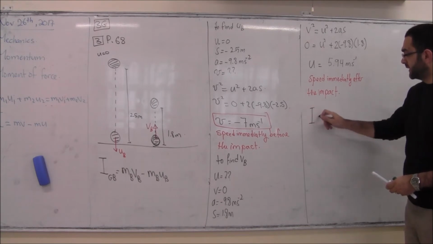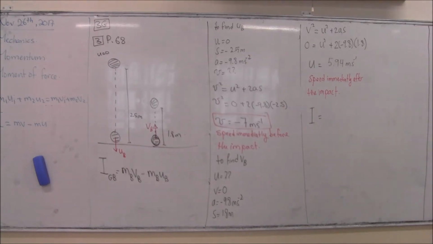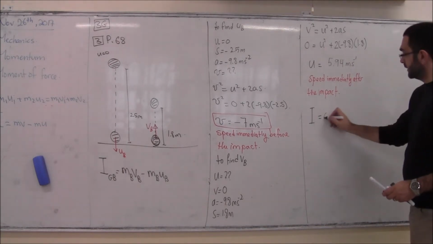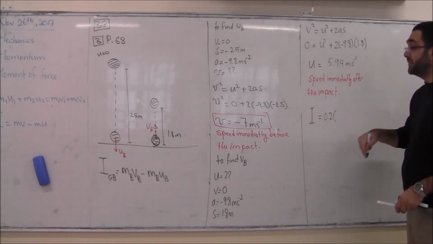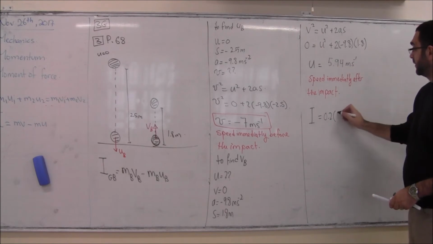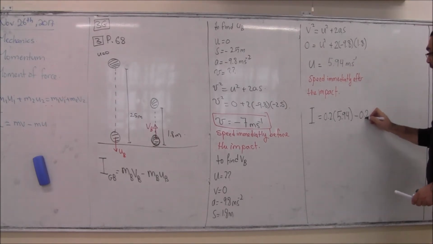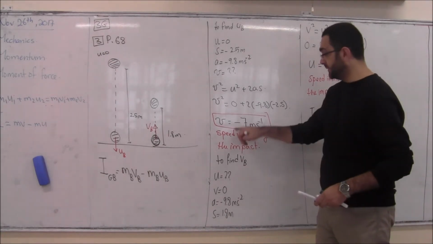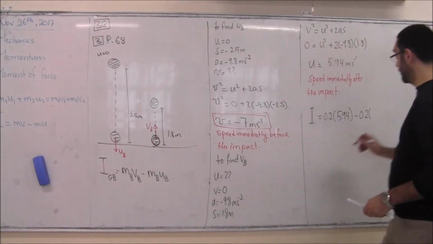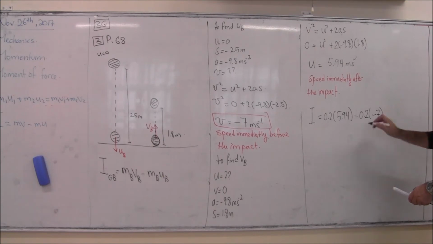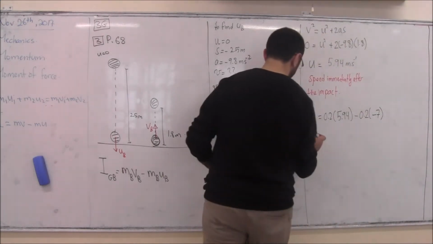Now we can use the formula of the impulse. I equals mass 0.2 times the speed immediately after, 5.94, minus 0.2 times the speed immediately before, negative 7. So the impulse equals?